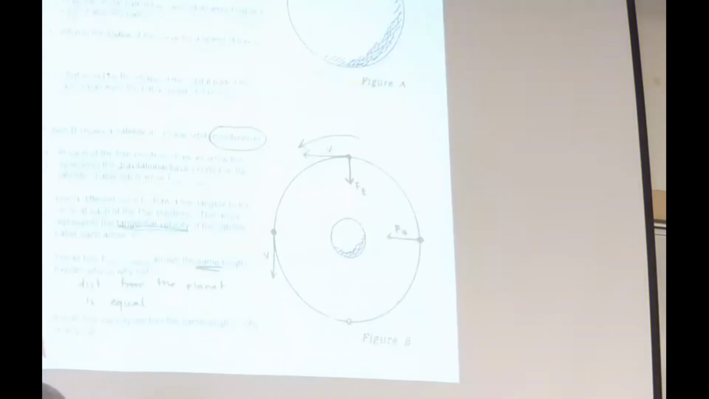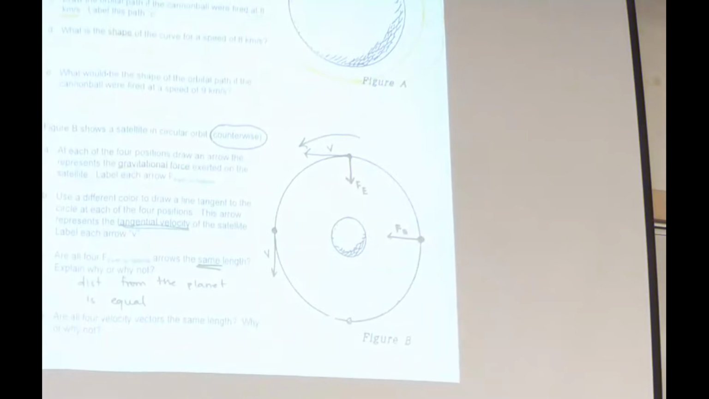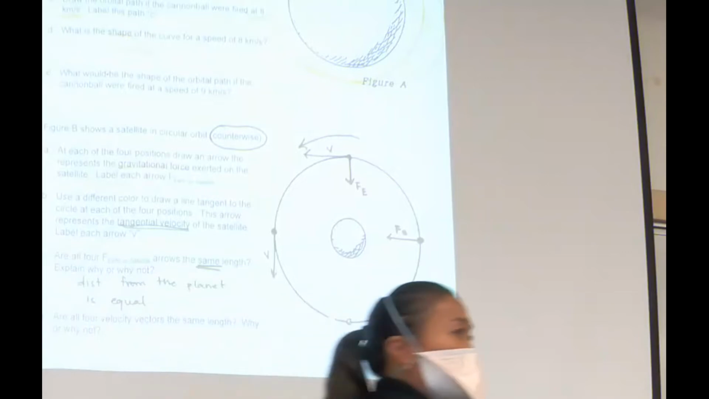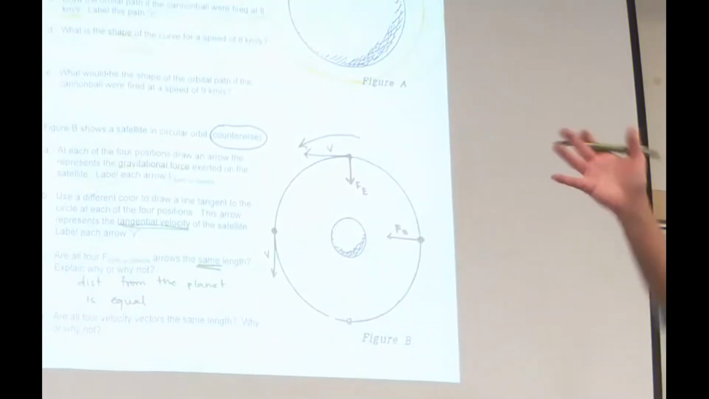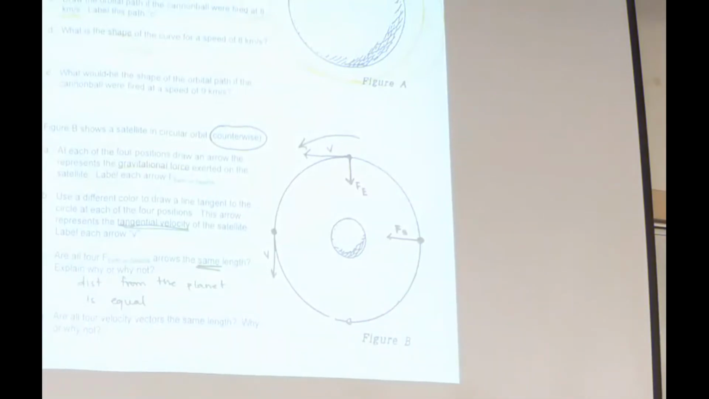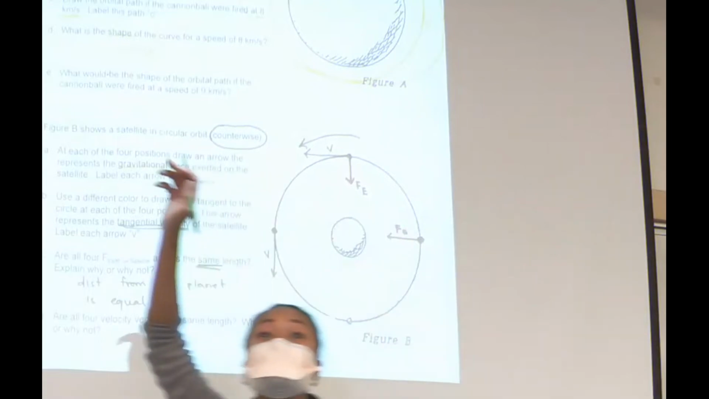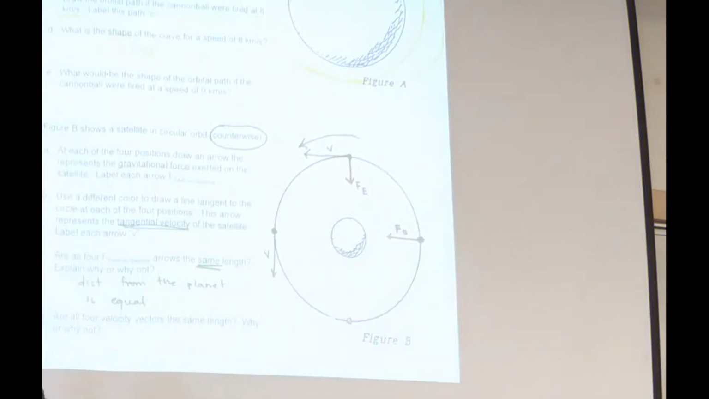And just like we did with the force, do you think the velocity would be the same length? Do you think the speed would be equal all the way around? What do you guys think? Do you think it's going to have an area where it's faster? Think about Kepler's law. Any thoughts? Come on, people. Is it going to speed up at any point? Rua? Do you think it's going to have the same speed or changing speed? Same. It's going to be the same.